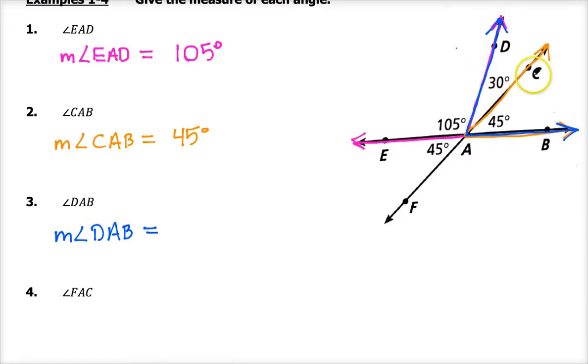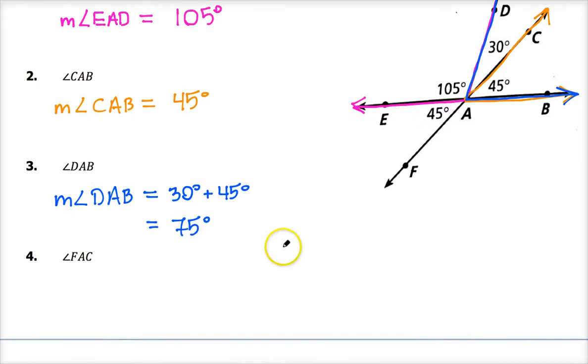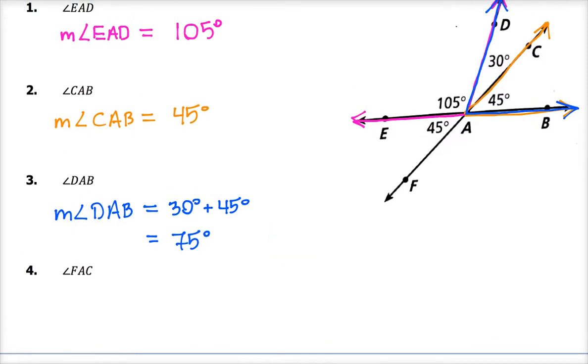Notice this angle is made up of 2 smaller angles. Okay, it's made up of one angle, angle DAC, that measures 30 degrees, and it's made up of another angle, angle CAB, that measures 45 degrees. So the measure of this angle, DAB, is going to be the sum of these two smaller angle measures. So it's going to be 30 degrees plus 45 degrees, and so that means its measure is 75 degrees. Okay, finally, angle FAC.